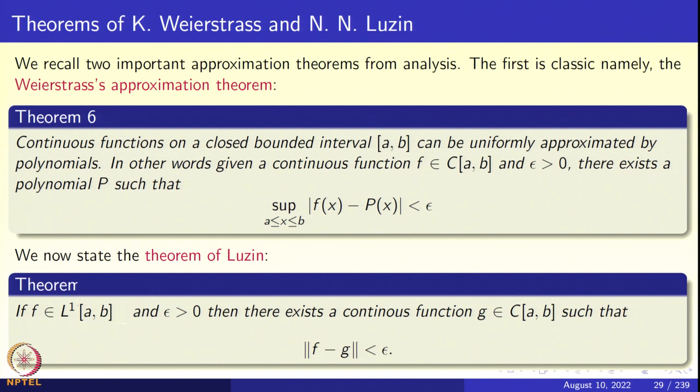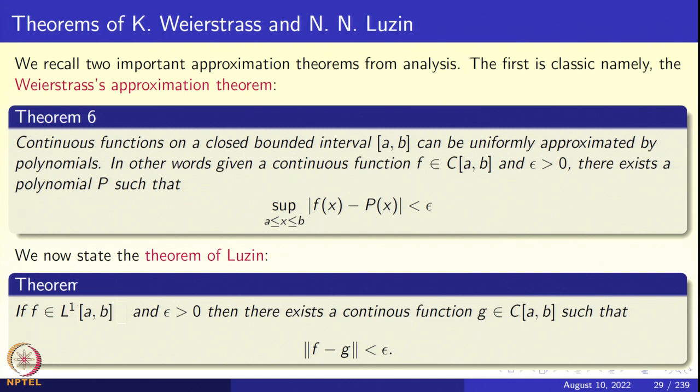Okay, the first is a classic theorem called the Weierstrass approximation theorem. I am pretty certain that most of you have seen the proof of the Weierstrass approximation theorem in your courses. So let us recall it. A continuous function on a closed bounded interval [a,b] can be uniformly approximated by polynomials. That's an informal way of saying it. A little more formal way of saying it is: given a continuous function f on the closed interval [a,b] and an epsilon greater than 0, there exists a polynomial p such that the sup norm of f minus p is less than epsilon. In other words, the supremum of |f(x) minus p(x)| over a less than or equal to x less than or equal to b is less than epsilon.